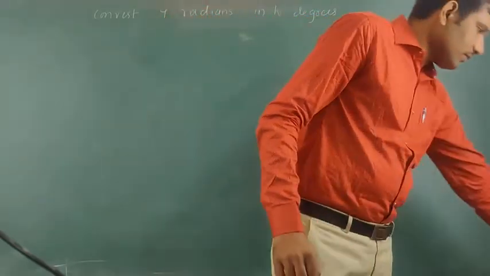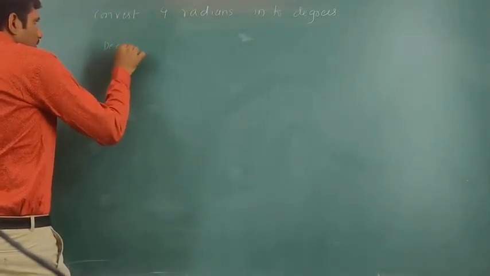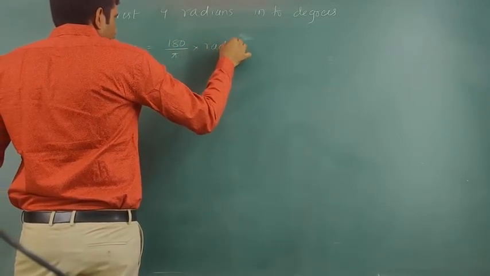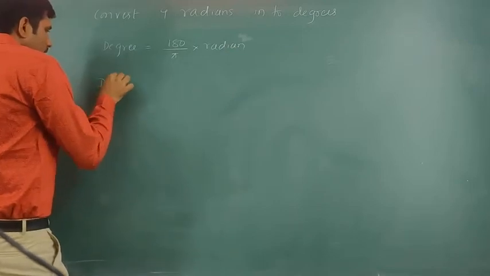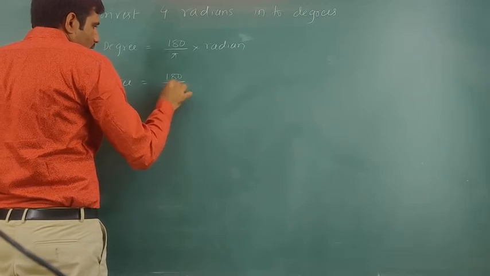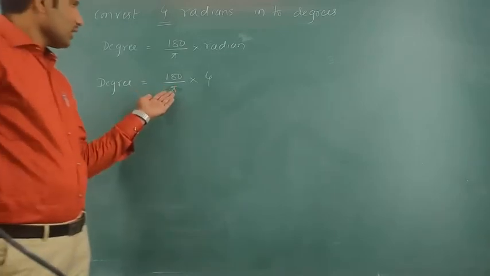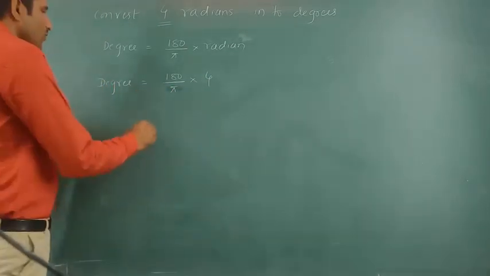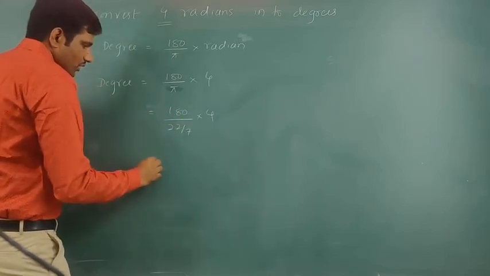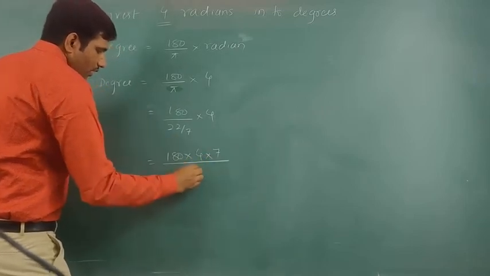Convert 4 radians to degrees. Again the same: degree is equal to 180 by pi into radians. Here, 4 radians. Here also we can observe that pi is not getting cancelled. So therefore 180 divided by 22 by 7 into 4, that is 180 into 4 into 7 divided by 22.